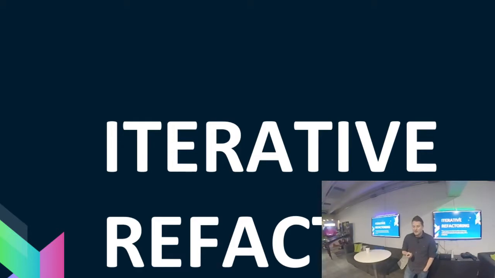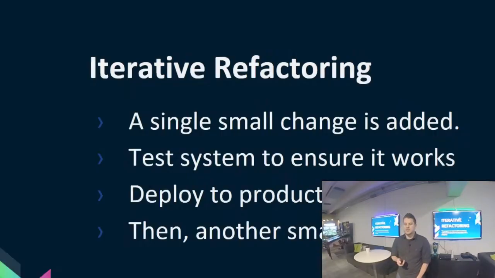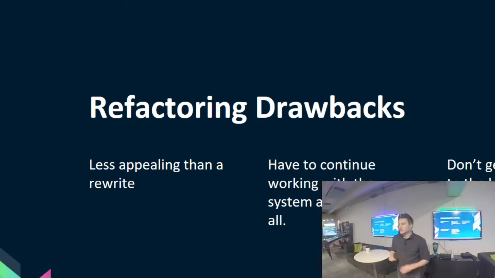So the answer is iterative refactoring. Basically the idea is the program is improved in small steps without changing the functionality of the program. So you basically take a small change, it is added to the system, you test to make sure that it works, and then you deploy it to production. And then you repeat that over and over. Small change, test that it works, deploy to production. And over time, the system becomes easier to maintain and improve. So that sounds really good.